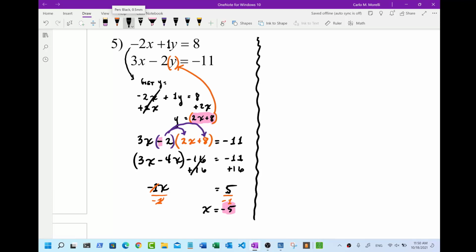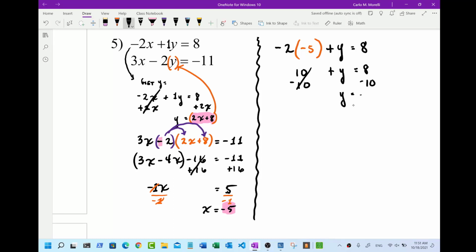So what I'm going to do is just write negative 2, open parentheses, negative 5, close parentheses, plus y equals 8. Well, that's 10 plus y equals 8. Now I subtract 10 from both sides, and I get y equals negative 2.